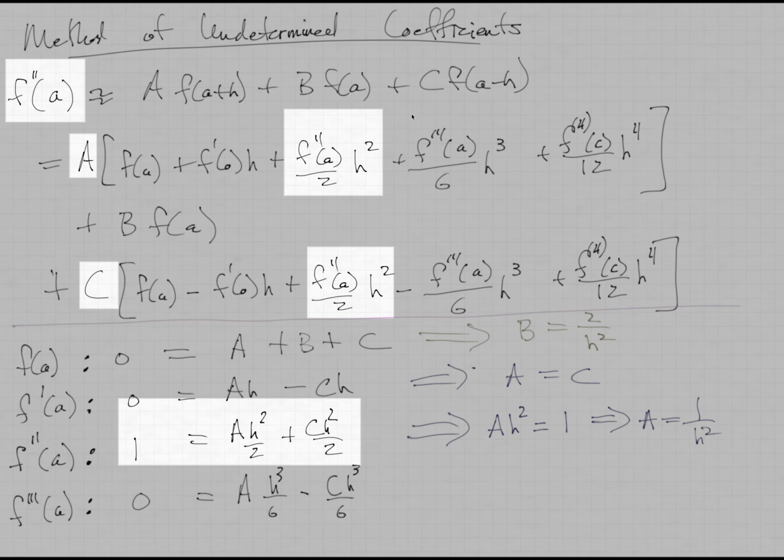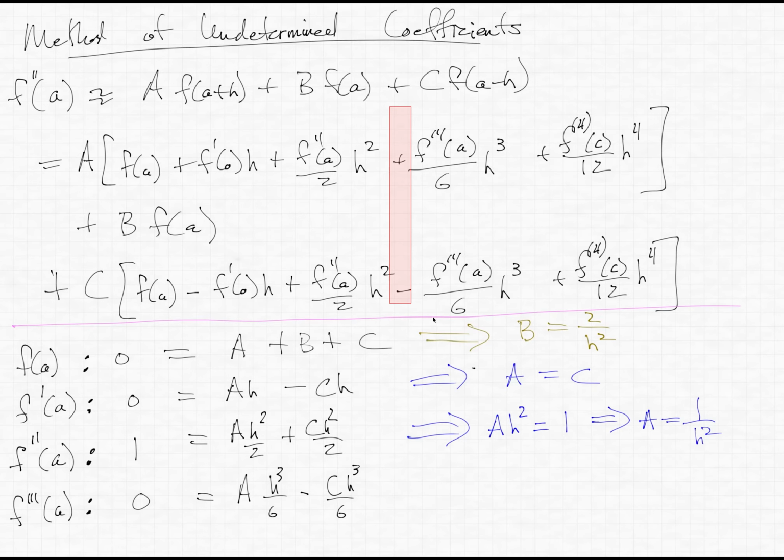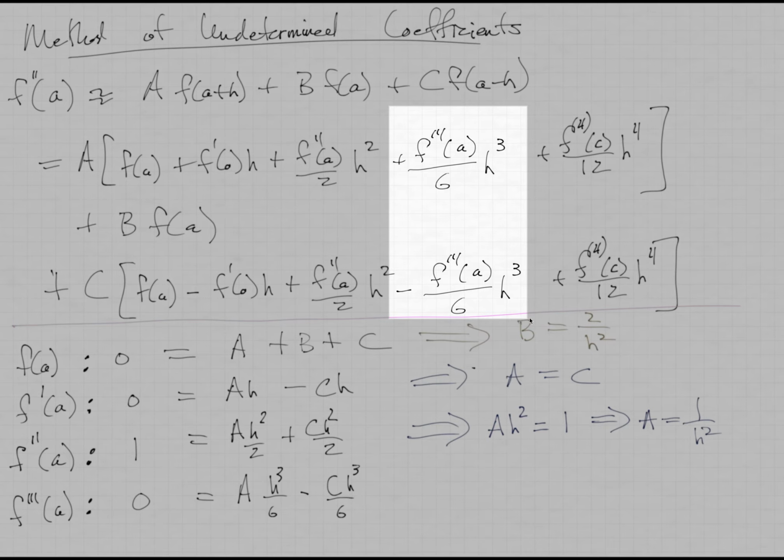Finally, it would be awfully nice if these two terms cancel, right? And of course, the first one is multiplied by a, and the second one is multiplied by c. So we want a times this one to cancel with c times this one. This one's negative. That's going to be pretty easy to do. As long as a and c are equal numbers, then these guys will cancel.